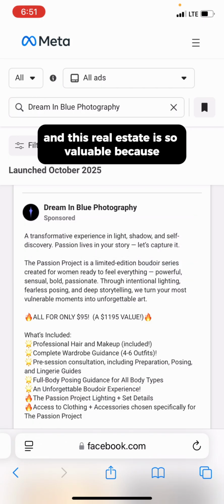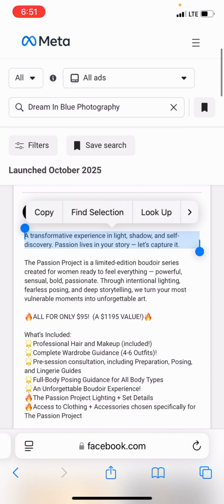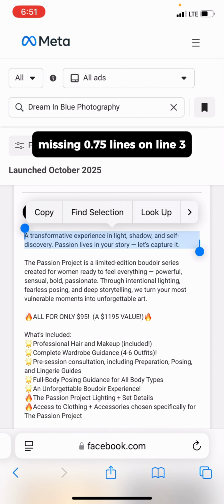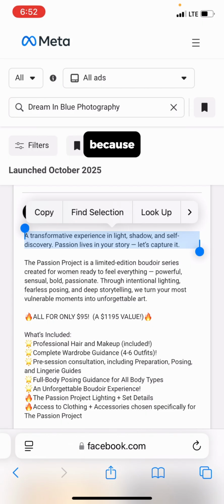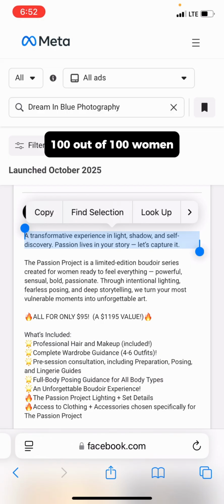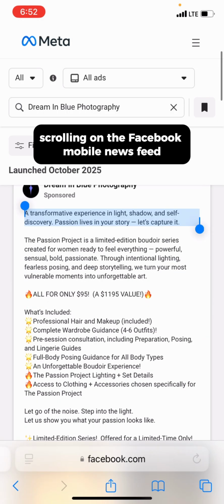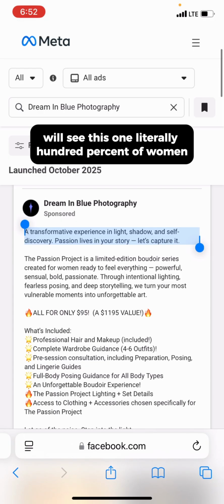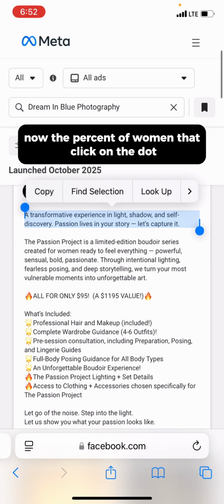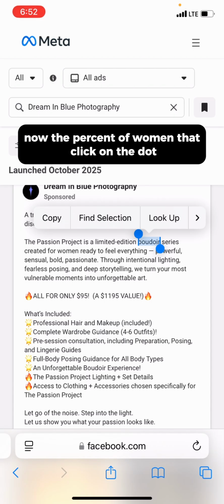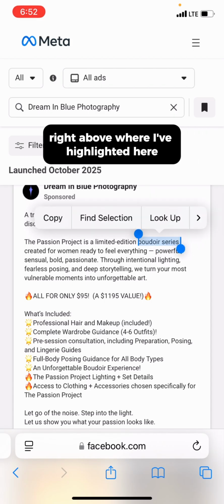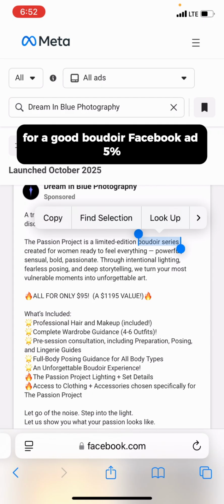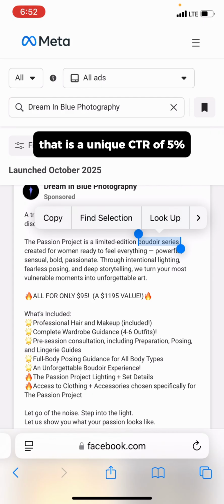And this real estate is so valuable because we all got 2 lines here, we're missing 0.75 lines on line 3. But this real estate is so important because 100 out of 100 women scrolling on the Facebook mobile newsfeed will see this. Literally 100% of the women. Now the percentage of women that click the see more, which will be the line right above where I've highlighted here, for a good Boudoir Facebook ad, is 5%. That is a unique CTR of 5%.